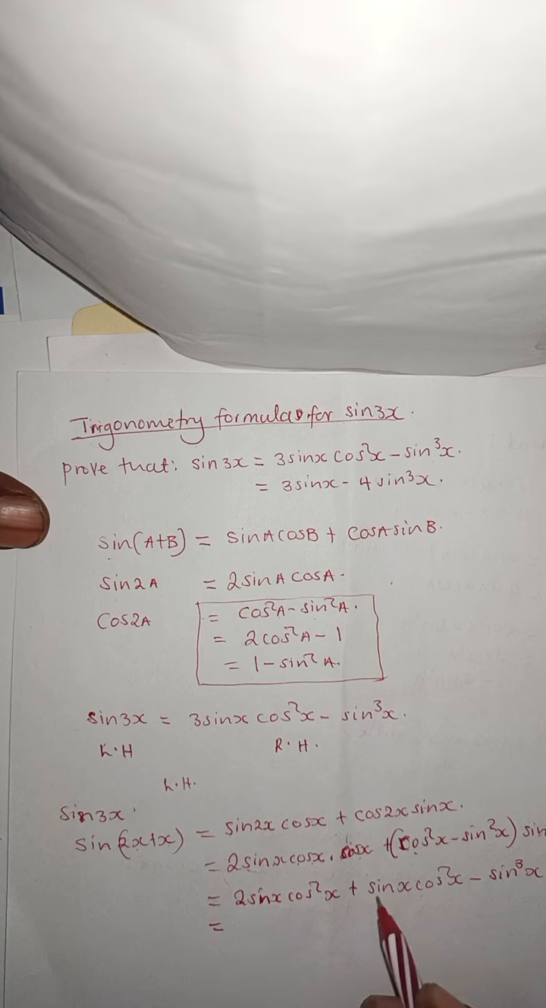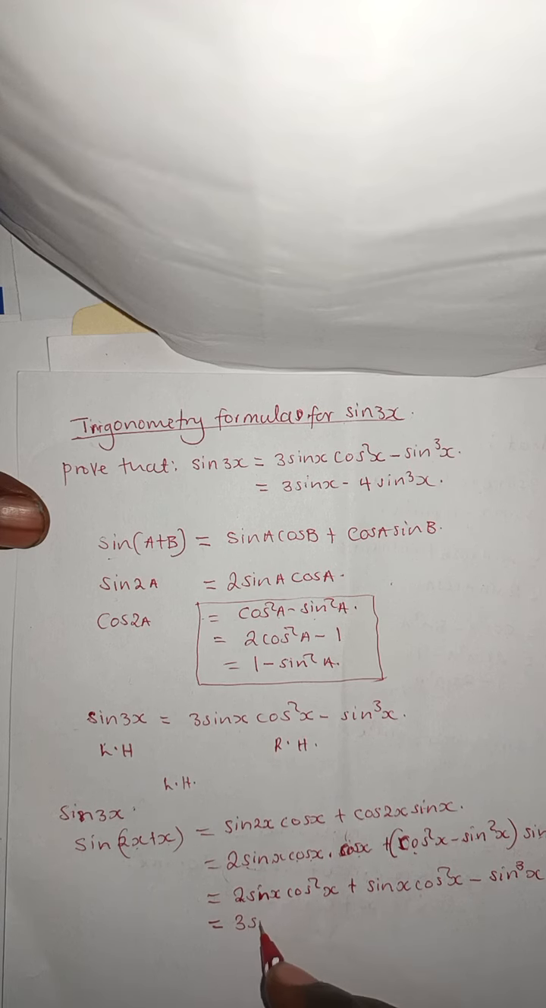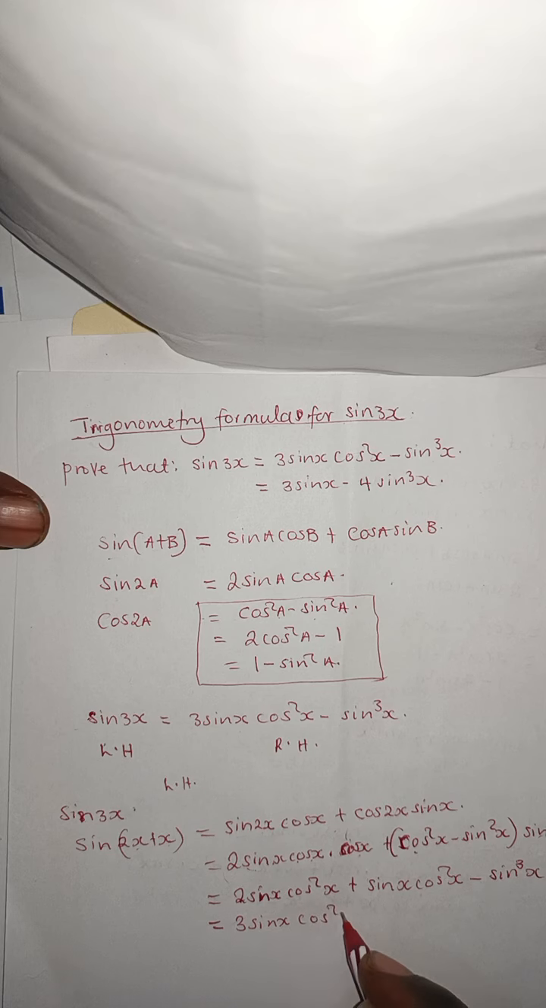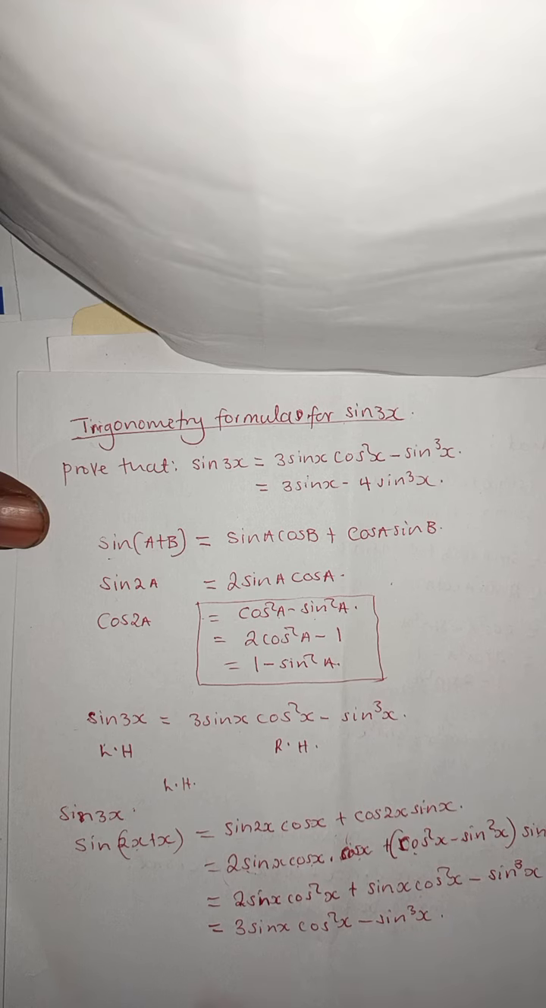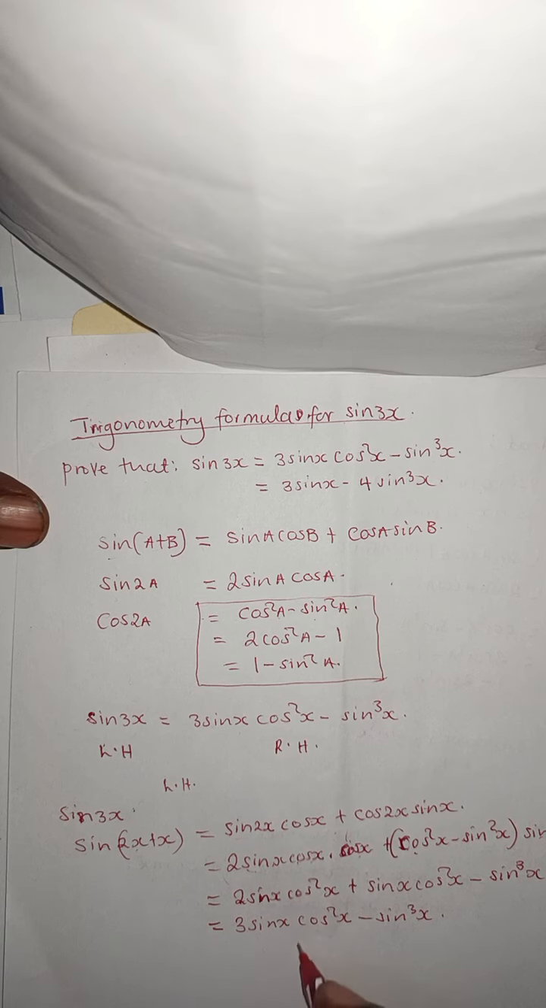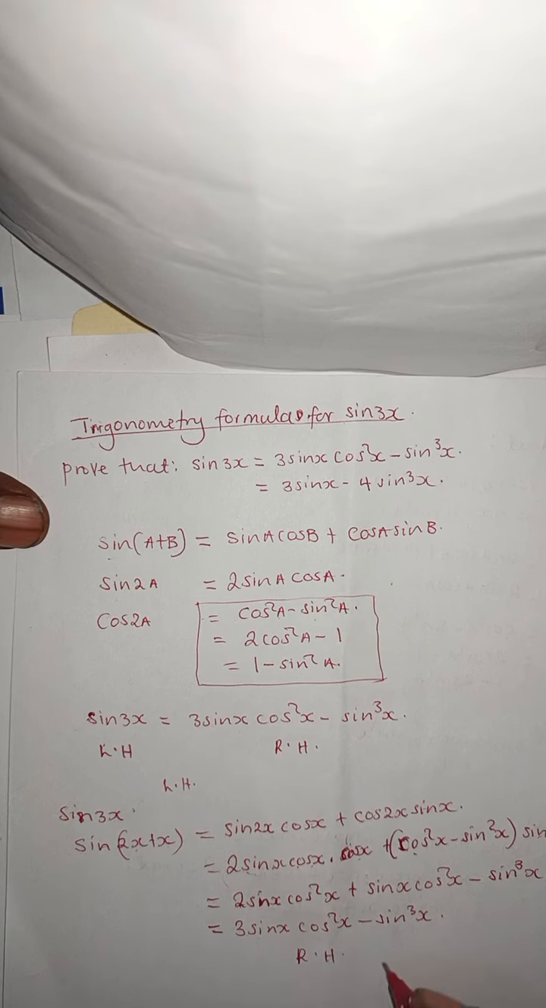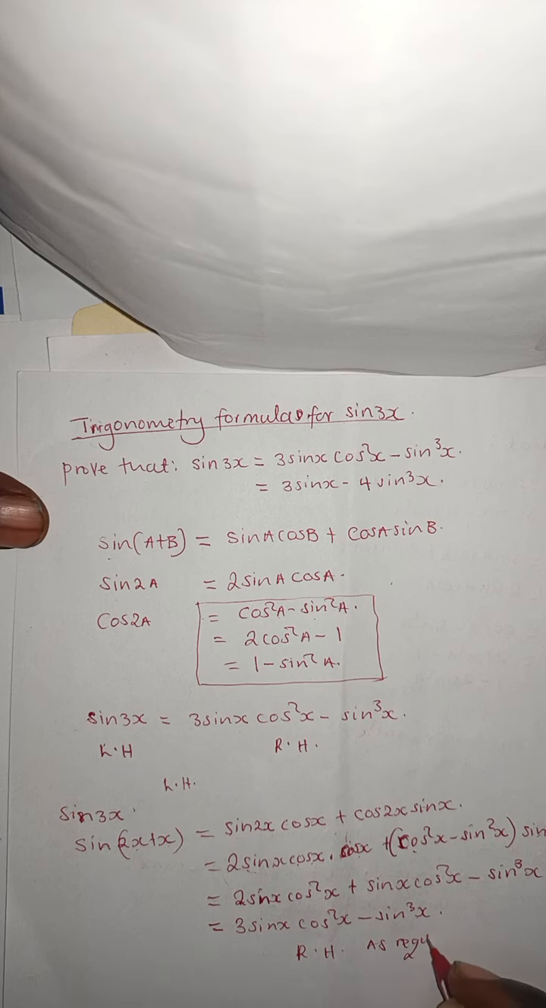In combining, we look at their coefficients. 2 plus, this one has an invisible coefficient of 1. It will give us 3 sin x cos squared x, then minus sin cubed x. Now, when you look at this, it is the same as this: 3 sin x cos squared x minus sin cubed x. So we have proved one of the sides, and it is equivalent to the left hand side. Therefore, I have exactly what is on the right hand side as required.